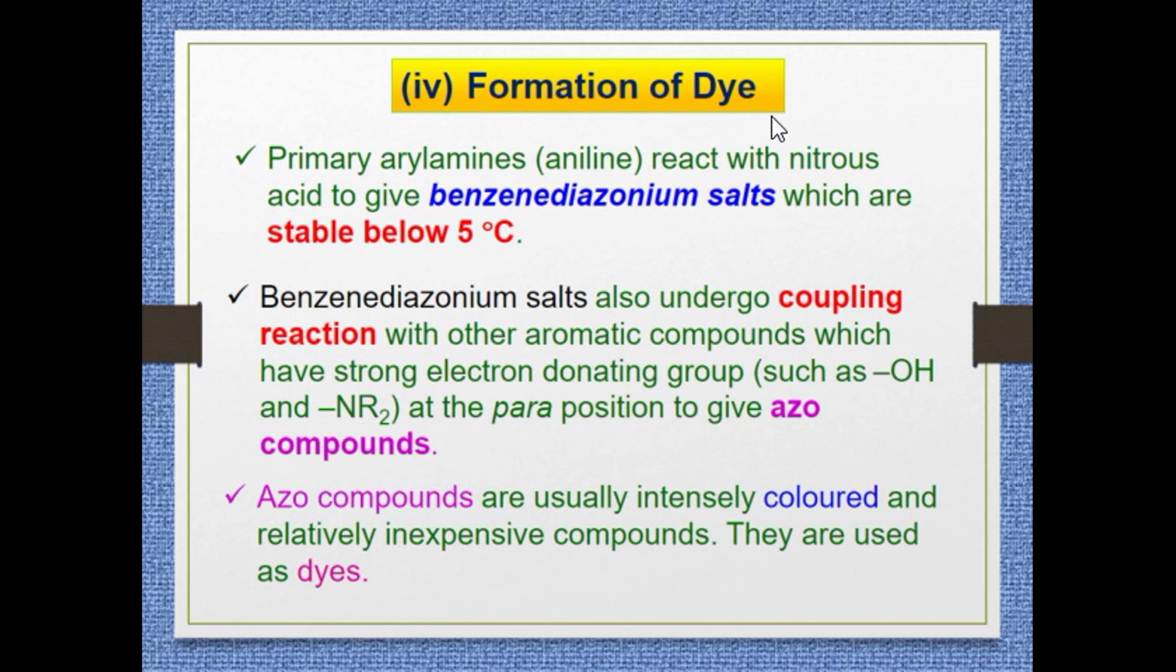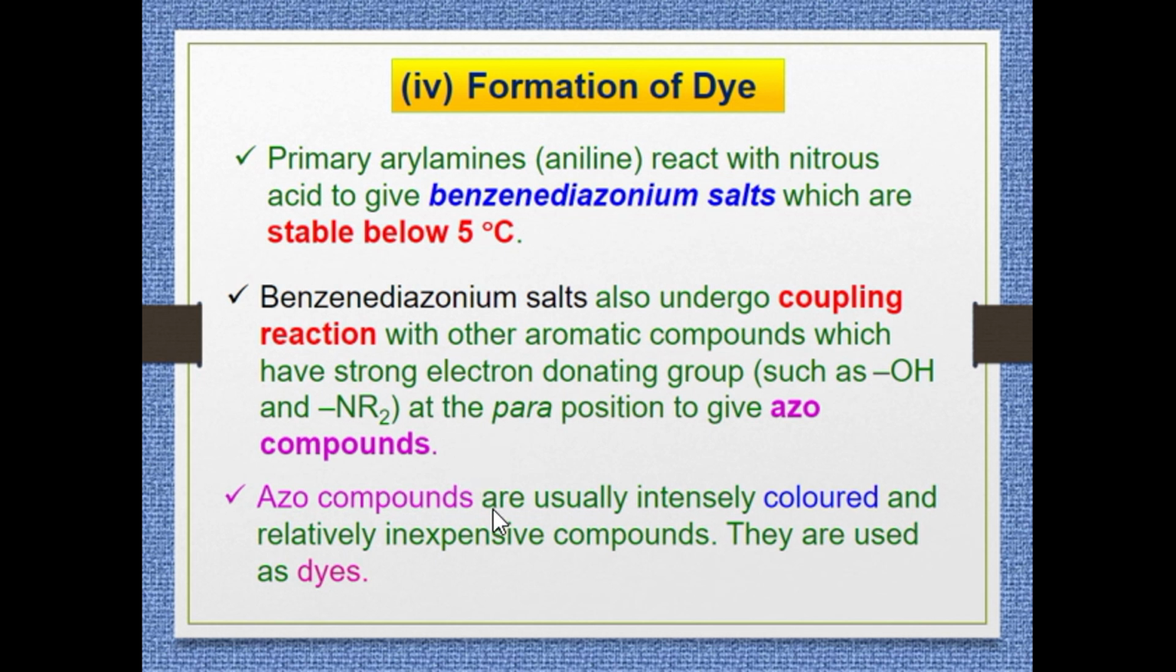The fourth reaction is formation of dye. The primary aromatic amines, such as aniline, react with nitrous acid to give benzene diazonium salts, which are stable below 5 degrees Celsius. The benzene diazonium salts can undergo coupling reactions with other aromatic compounds which have a strong electron donating group, such as the OH group, at the para position to give azo compounds.